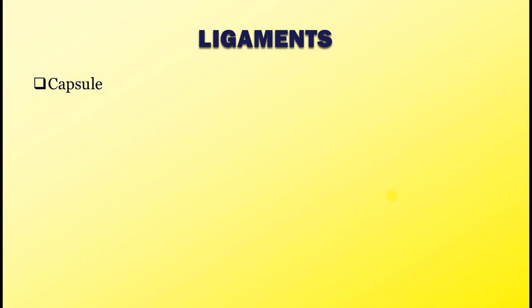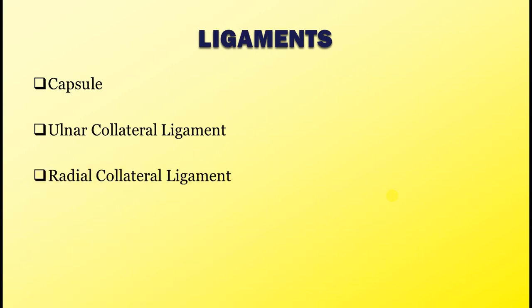Now coming to the ligaments of the elbow joint, there are only three ligaments. One is the capsular ligament, then you have the ulnar collateral ligament and the radial collateral ligament. They both are nothing but thickenings of the capsule on the medial aspect and the lateral aspect.